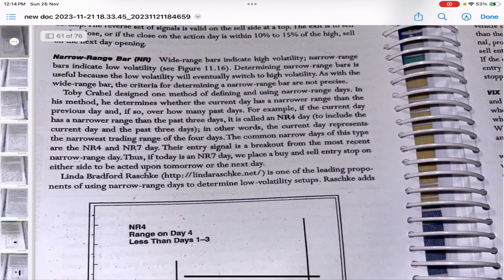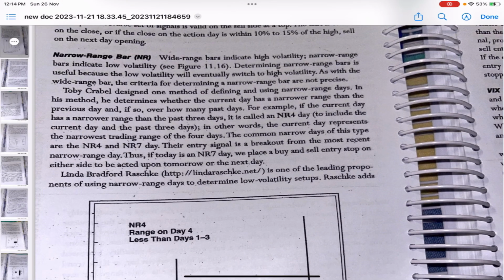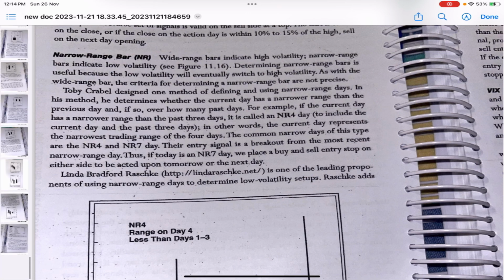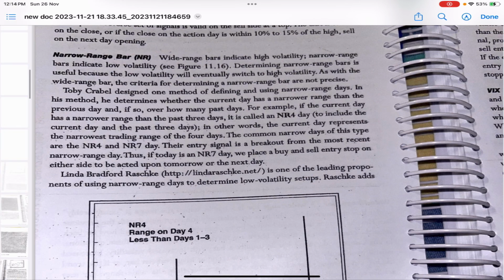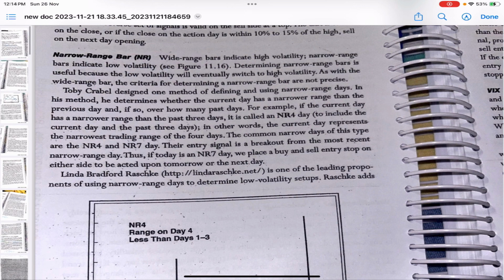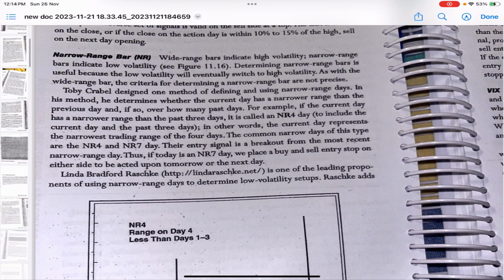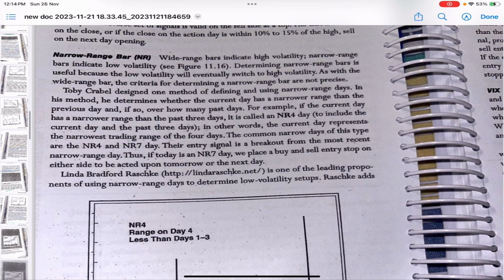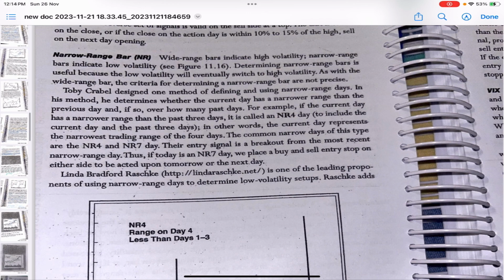Now we come to a narrow range bar, NR. You must have heard terminologies like NR5, NR2, NR7 and so on. Narrow range bars indicate low volatility. Now, why am I saying that narrow range involves low volatility? Think about it for a second.